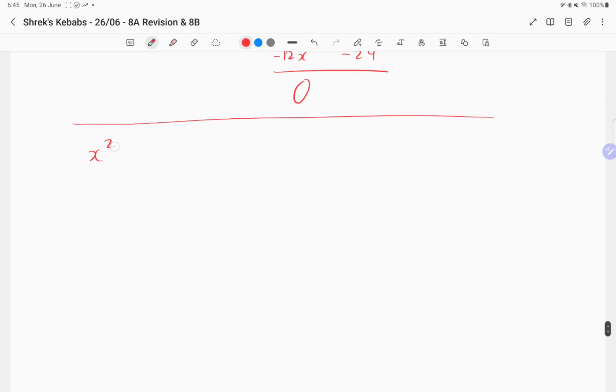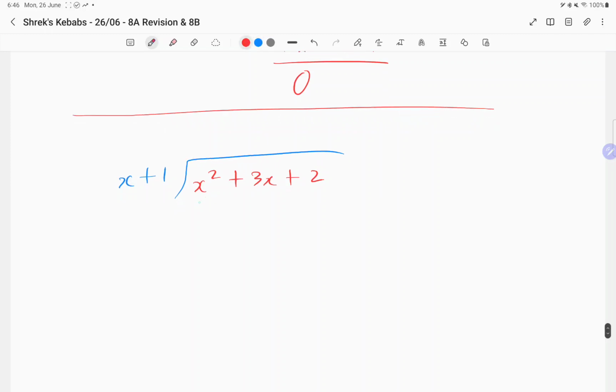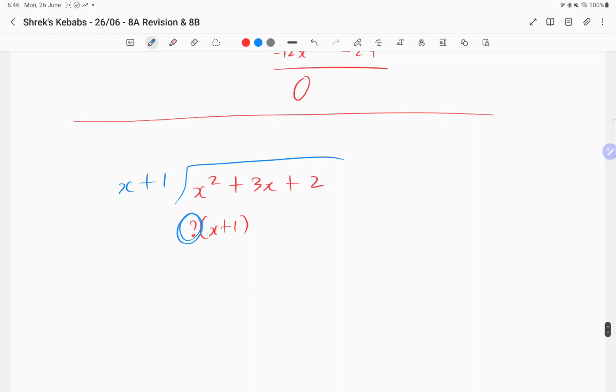So let's say x squared plus 3x plus 2, and then we divide this by x plus 1. Now again, the idea is that we want a number that when you times it by x plus 1, it will be something that you can subtract and cancel off the x squared. So what do you need here?